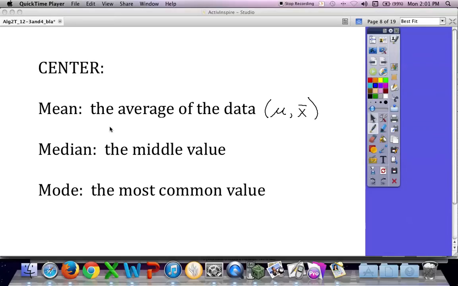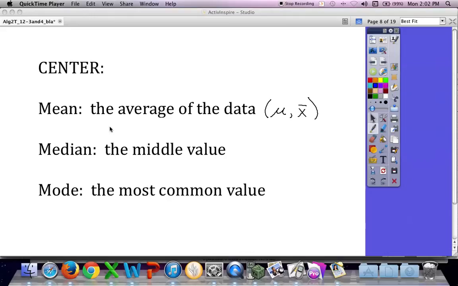Right? When you're trying to figure out what is the center of the data, then that means you're calculating one of these three things. And this is the part you probably did this before, right? The mean, the median, and the mode, right? The mean is the average. The median is the middle value. And the mode is the most common value.